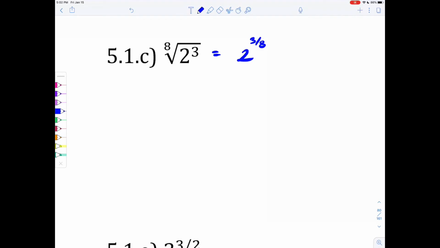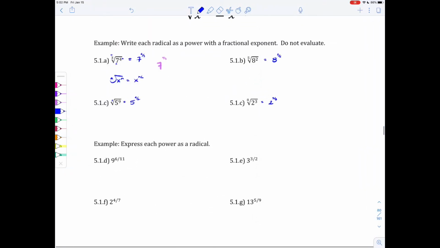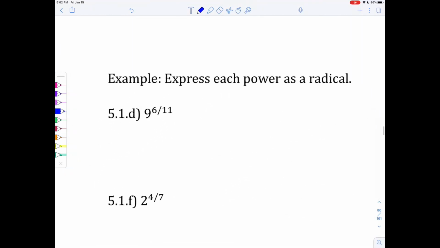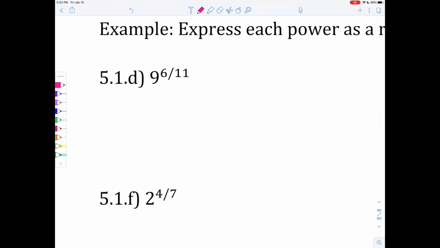So what we've done so far is we've gone from radical to exponent. In the same idea, we can also go backwards. So let's take a look at that rule again, that generalization saying the nth root of x to the power of m is equal to x to the power of m over n. Well, now we're just going backwards. We're saying let's start with my fractional exponent and then get to a radical.